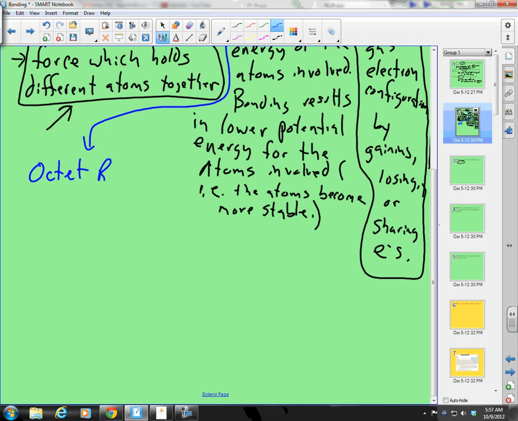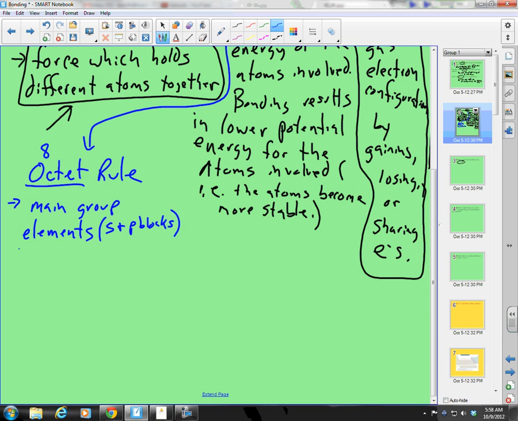Octet rule. Well, when we look at that, we see a word, octet. And what does octet mean? Well, I think oct comes from like octagon, and that would mean 8, right? So it's the rule of 8, almost, is what we can think of this. And what does the octet rule say? It says that main group elements. Oh, you guys remember that from last unit? What's a main group element? Those elements in the s and p blocks, right?